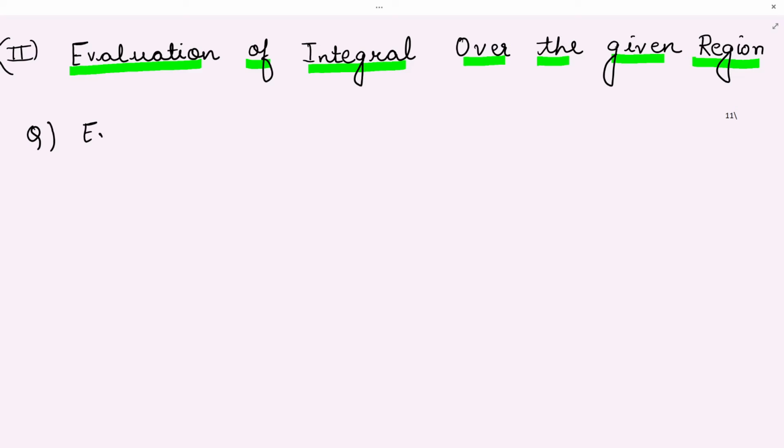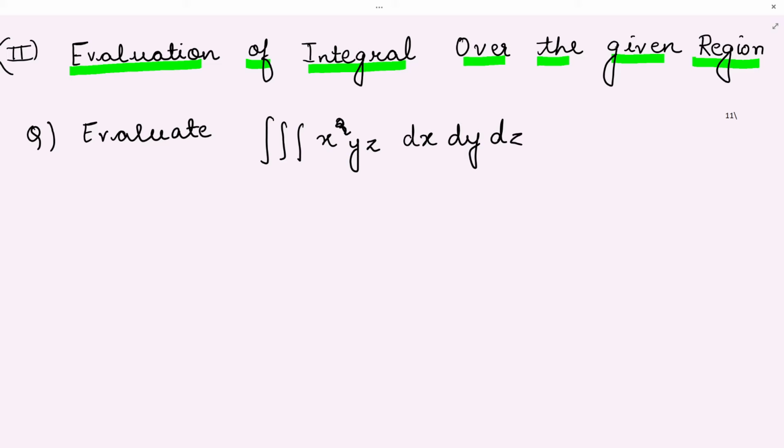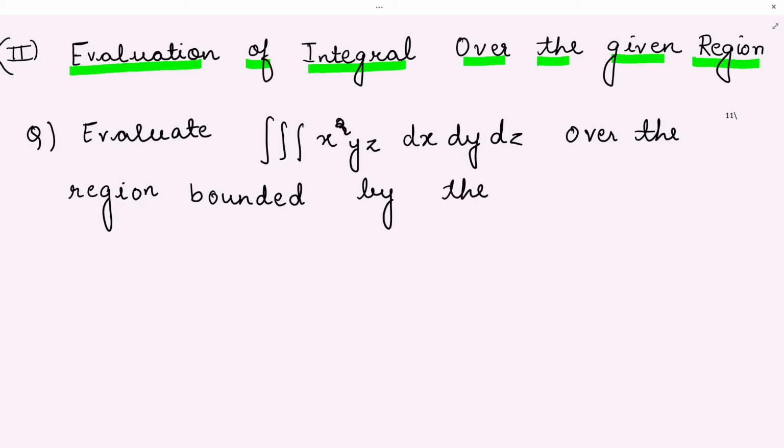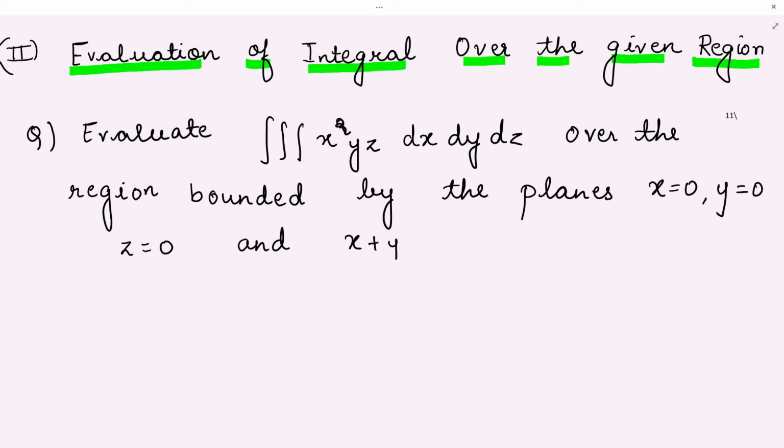Write down: evaluate the triple integration of x square yz dx dy dz over the region bounded by the planes given by x = 0, y = 0, z = 0 and x plus y plus z is equal to 1.